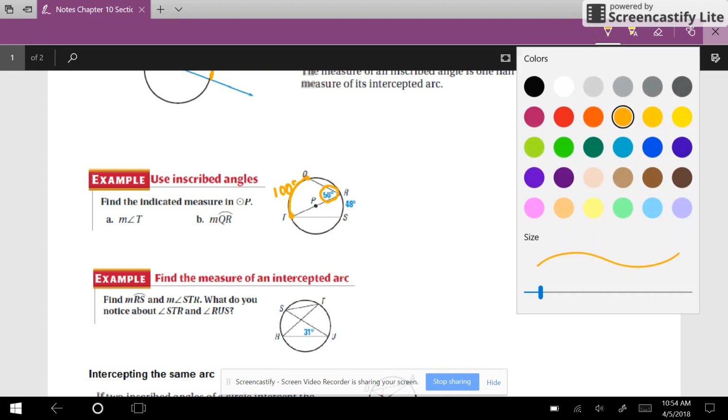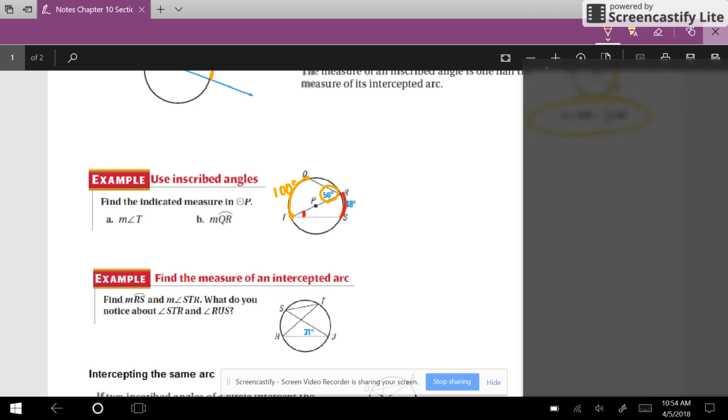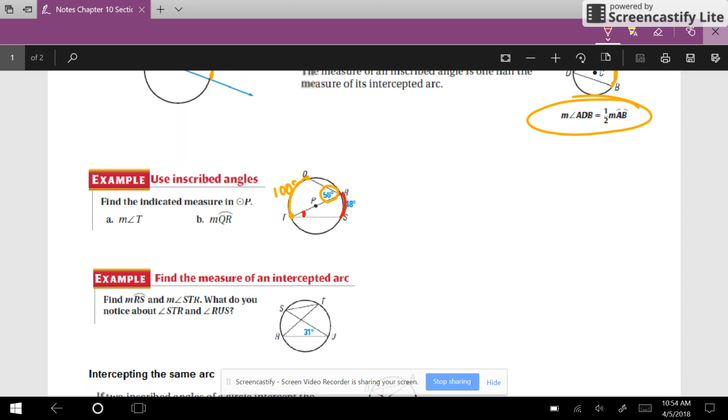I'm going to change colors. Let me also look. We had a 48 degree arc, and that's intercepted by this angle here, angle T, or angle RTS. If the arc is 48 degrees, we have to cut that in half to get the angle. That's a 24-degree angle. Now, that happens to be the first question they asked. So the angle is half of the arc. We want to remember that.